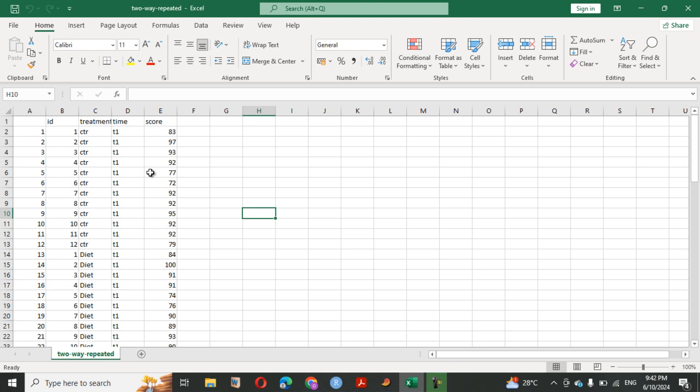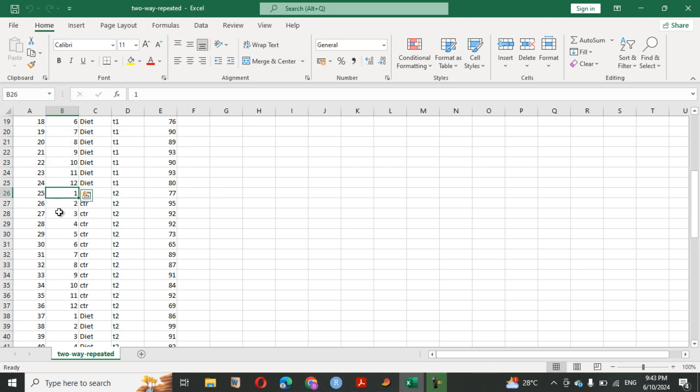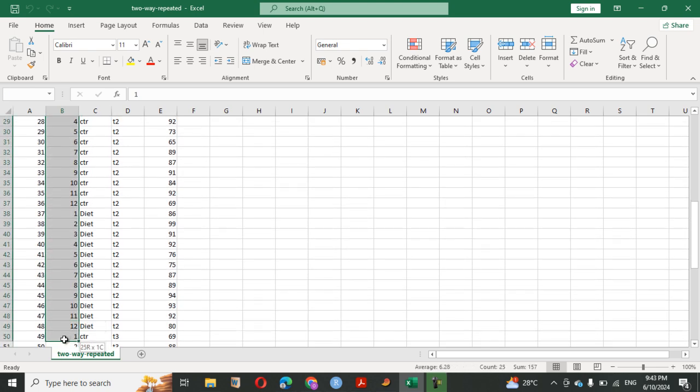All right, so the same thing is applicable to this kind of two-way repeated ANOVA or repeated measure, whereby you have the same individuals, 12 individuals here. These individuals were measured the first time on the treatment at this time interval. We call it T1. Look at the score. Then the same individuals were measured again. This is the first set, for both control and diet. For the first set, the same individuals again, control and diet, for the second set.